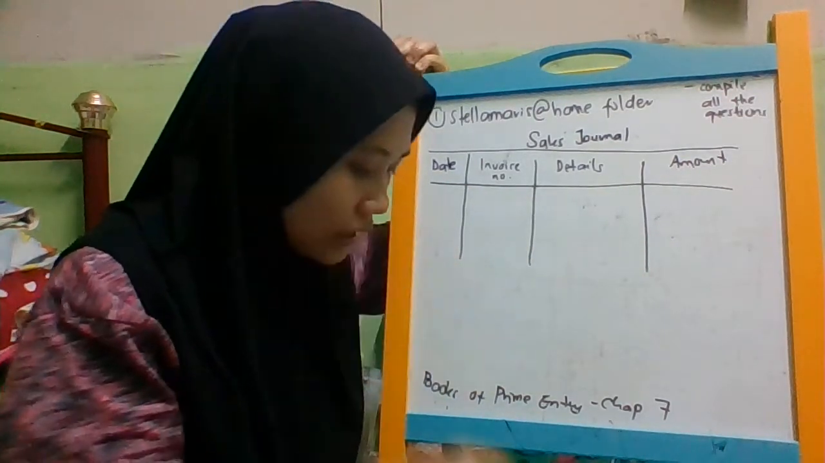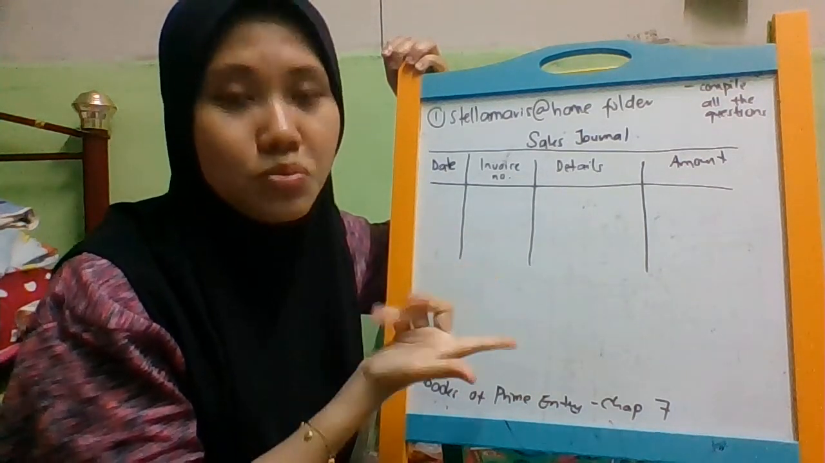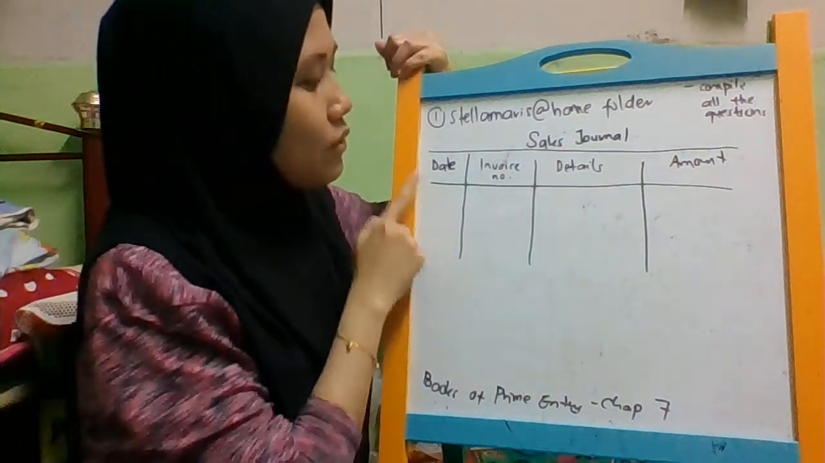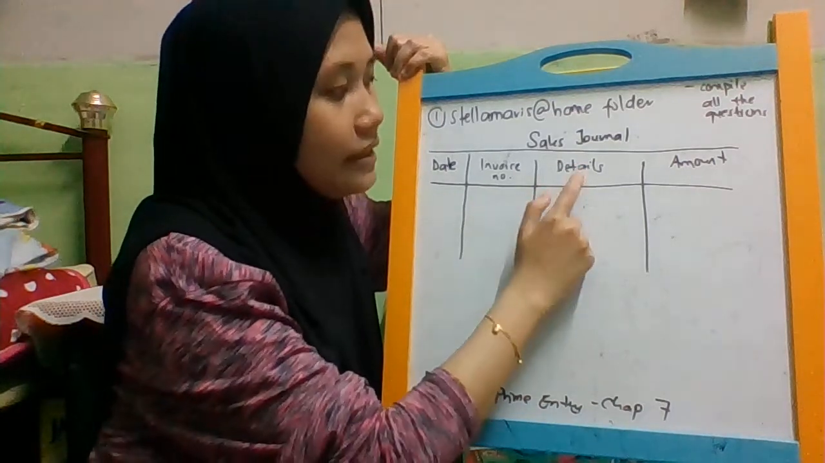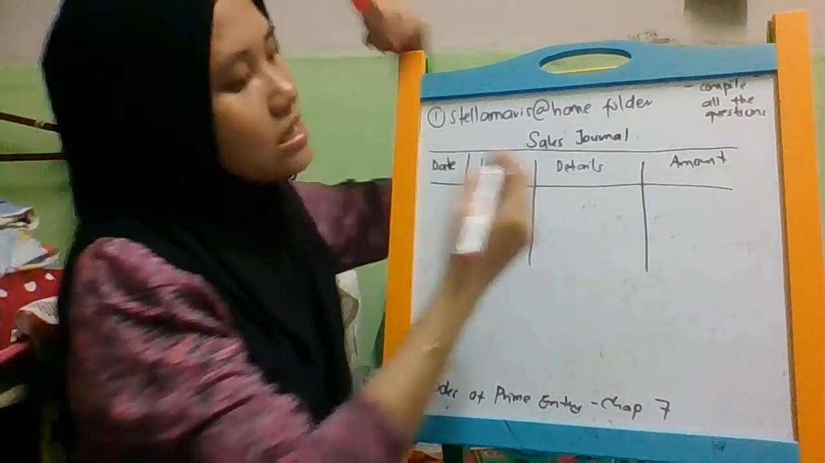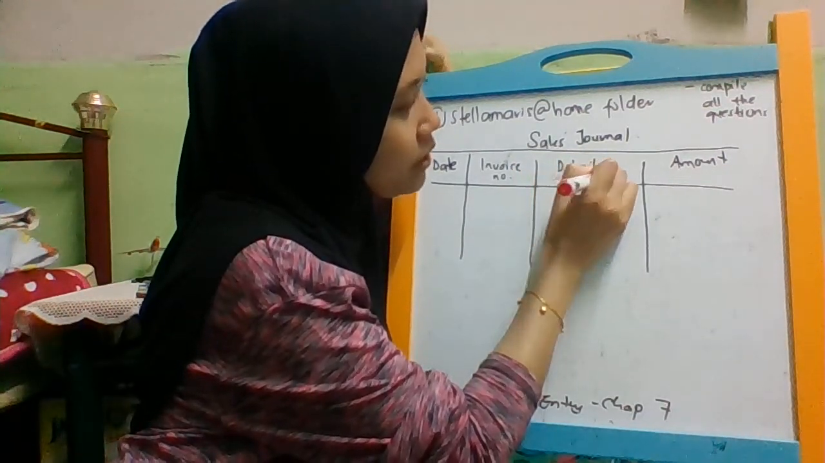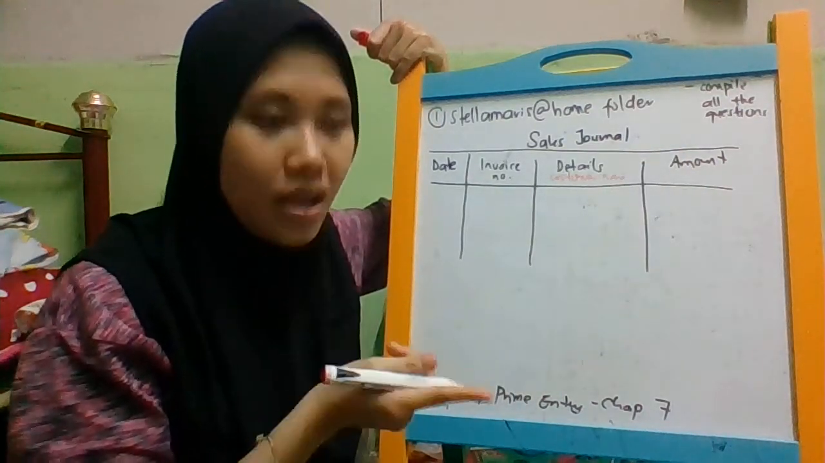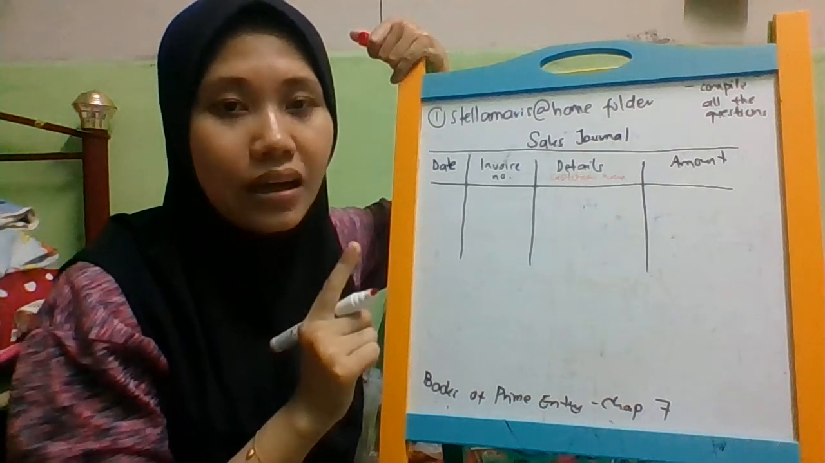A journal is a bit different from a cash book and T account. The sales journal is only a statement. So we start with date, invoice number if any, and details. Since we are selling, the details here are obviously your customer name. Put your customer name here, and then the amount. In the sales journal, we don't have debit and credit. Debit and credit are only for the cash book or T account.